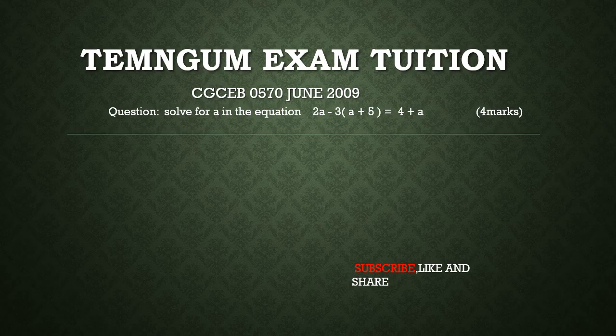Fasten your revision as you prepare for the Cameroon General Certificate of Education Board for the subject Ordinary Level Mathematics, 0570 as subject code. So we'll begin with this first question that says we should solve for a in the equation 2a minus 3 brackets open and close a plus 5 equals 4 plus a. Now we are going to see how to solve this equation in some basic steps. So let's have the solution.